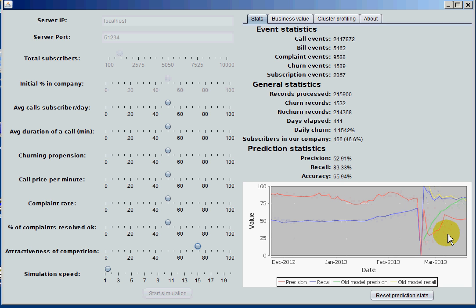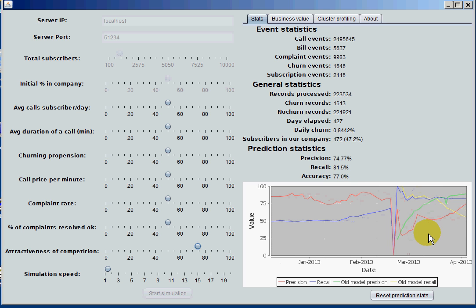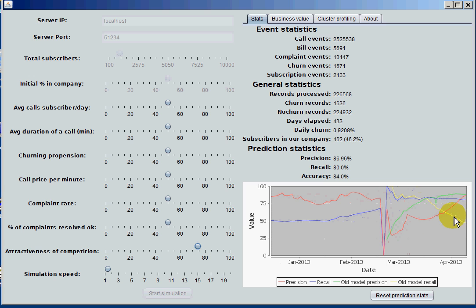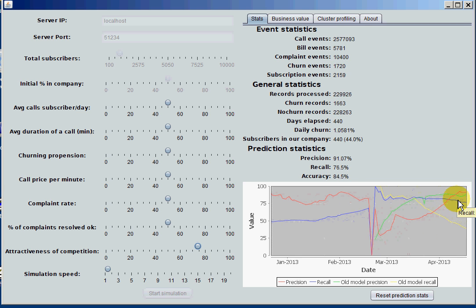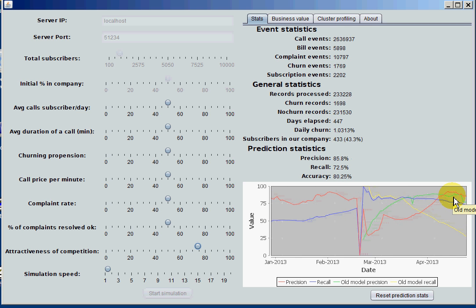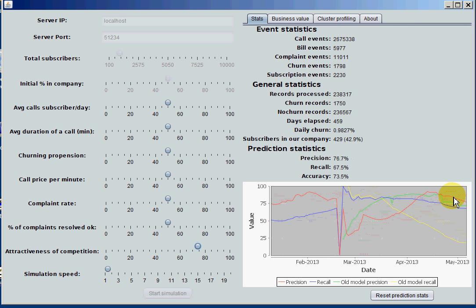because the rules that we had so far for prediction of churning are not valid anymore, or at least they are not so accurate. But see, in a short time, the blue and red lines start going up again to levels similar to the ones before. The predictor is learning from recent experience and changing the prediction rules to make them accurate again in the new situation.